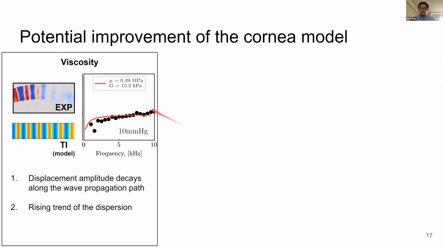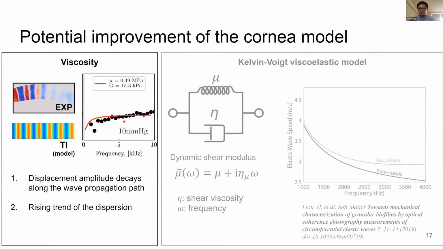The first one is the viscosity. Here we can see that from the displacement field in the experiment, we observe the amplitude decays along the wave propagation path. But if the viscosity is not included in the model, then we will not be able to describe this decaying behavior. We also observe a rising trend of the dispersion in the experiment, but this trend was not captured by the model.